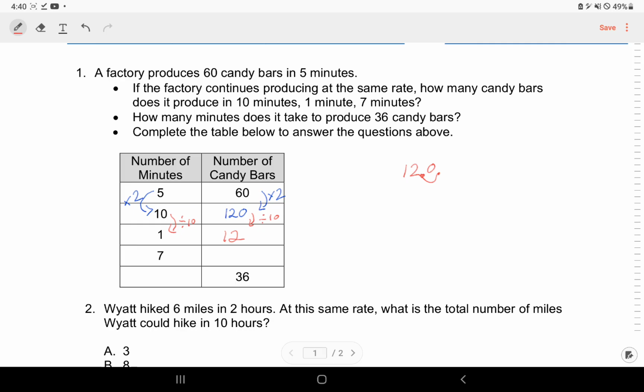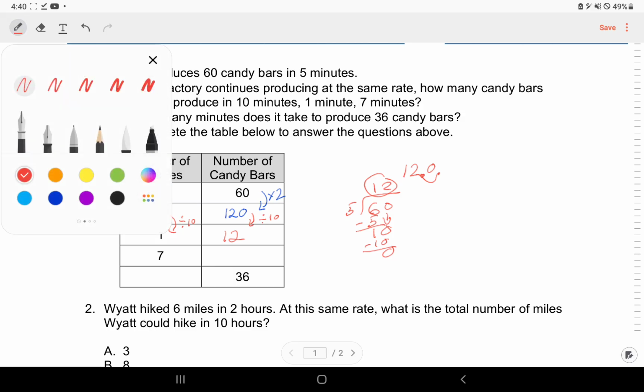Now we could have done divide by 5 and said 60 divided by 5. Well, 5 goes into 6 one time. Bring down the 0. 5 goes into 10 2 times. And we got 12 that way. So it doesn't matter which one we used, we would have gotten to the same place. It's just a matter of what you feel more comfortable with.